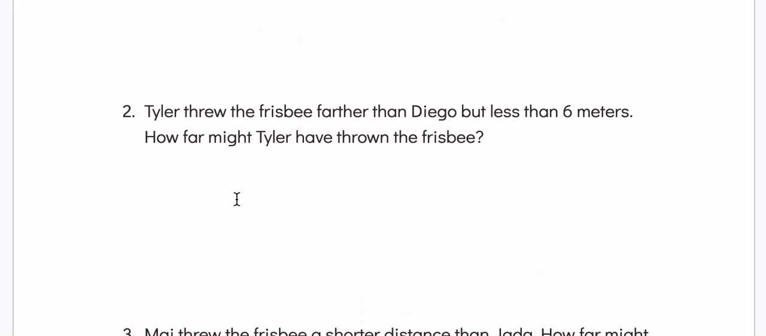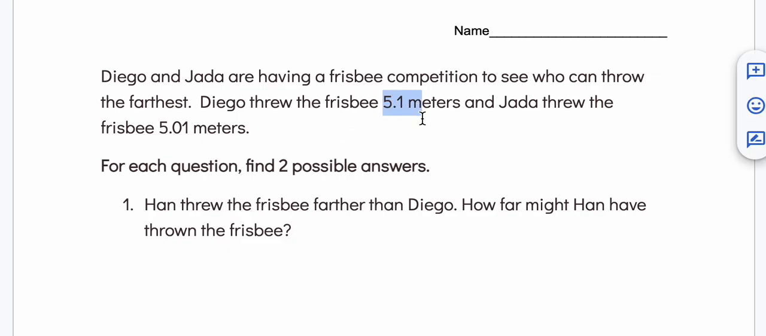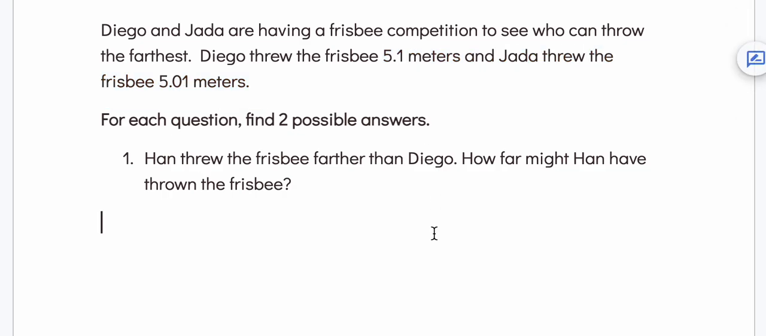So again, you're giving optional distances here. When you understand the distances that they're given up there in decimal form, you're going to give some options for what they could have thrown.